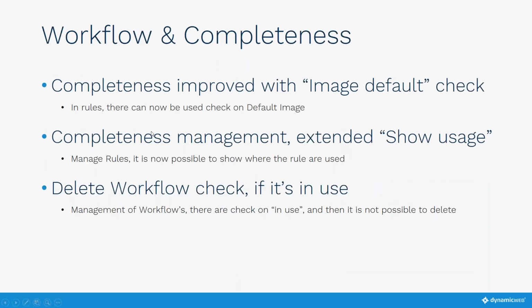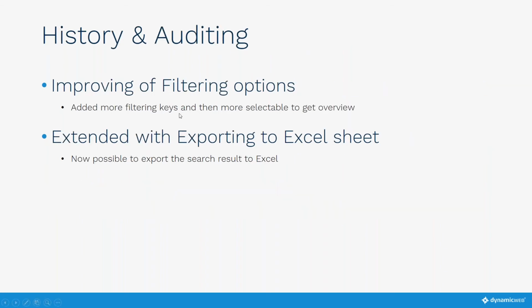In workflow completeness, again been extended with new validations, and with maintaining of completeness, you can show users and you can see where these completeness rules are, where they are linked, to give a better overview. And finally, history and auditing, there have been added and improved functionalities there.